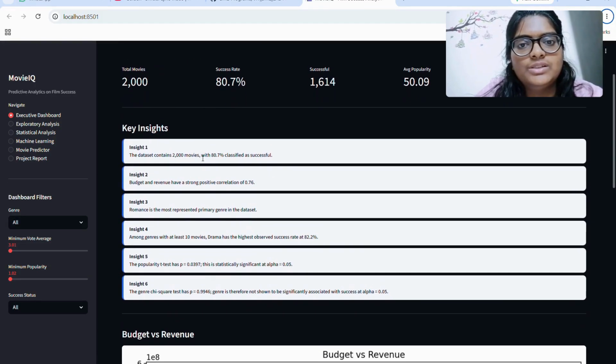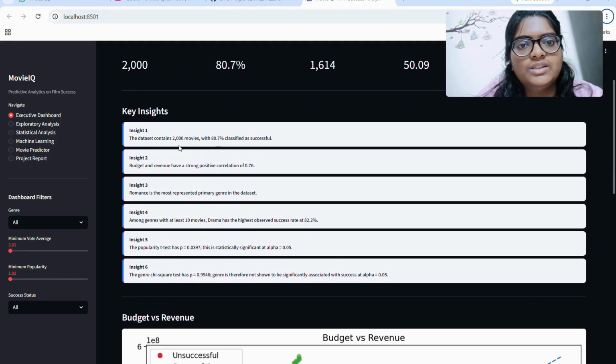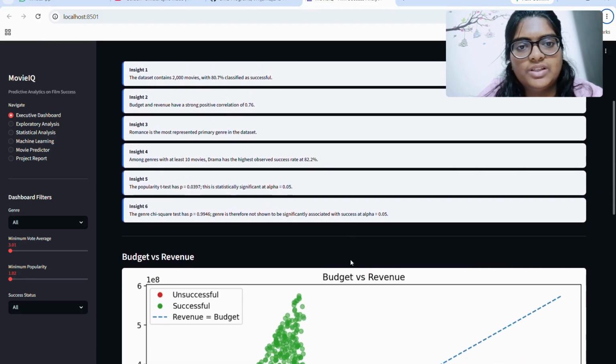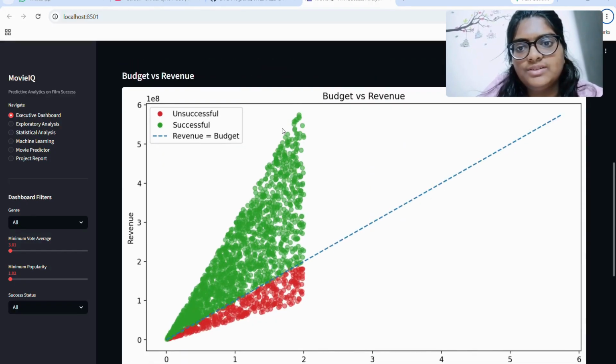Next, we are moving to the key insights section. The dashboard automatically summarizes the major findings from this analysis, and it provides insight about the overall movie success rate, the relationship between the budget and revenue, the most represented genres, genre level success rates, and the results of the statistical tests. So this allows the user to understand the important findings without having to go to individual visualizations and find them.